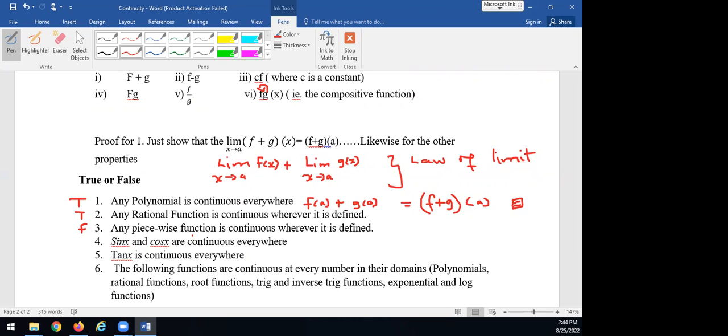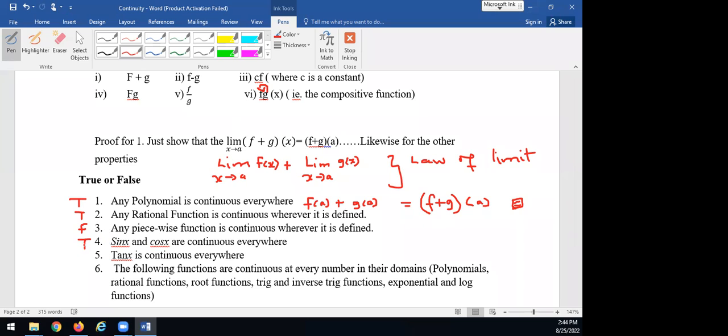Number 4, sine x and cosine x are continuous everywhere. For those of you, well, you should have done trigonometry before. Is that true or false? It's true. It is true. So your sine and your cosine, remember those waves, right? They're just continuous. They're continuous everywhere.